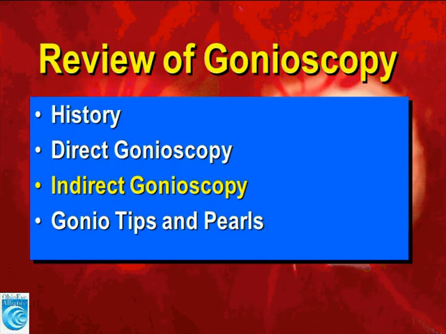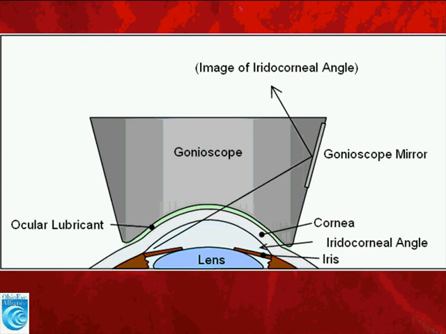Indirect gonioscopy is most commonly used by most ophthalmologists in the office. With an indirect gonio lens, we're using a mirror or a prism in order to direct the light from the angle across the cornea into the viewing area where we can see what's going on.